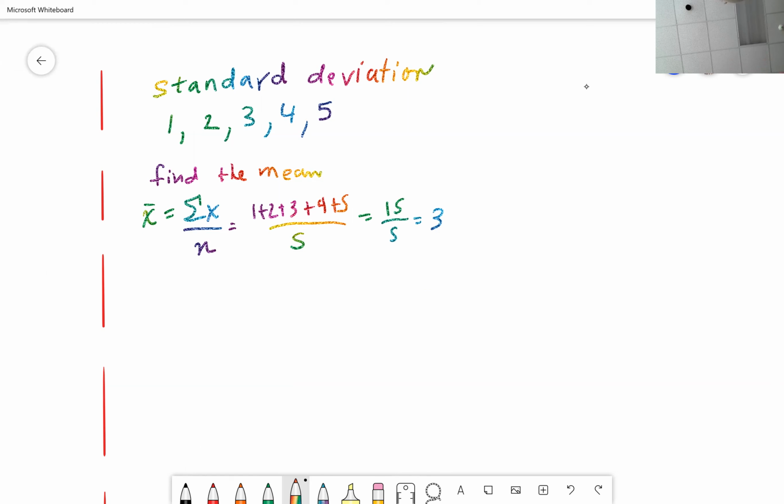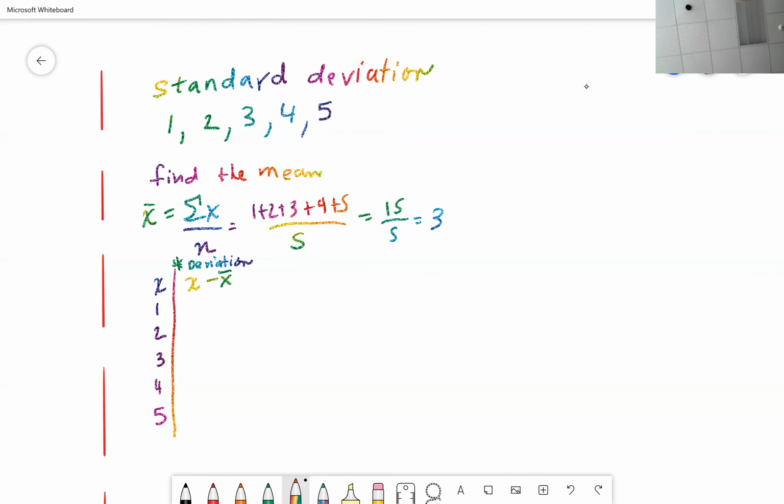Now, here's what I want you to pay attention to. I'm going to do this in chart form for everybody. So here are my x's: we have 1, 2, 3, 4, and 5. Now, if you take x and subtract the mean you just found, this is called our deviation.